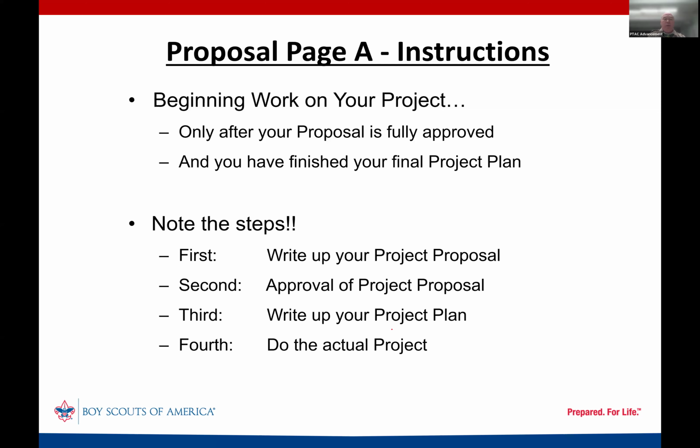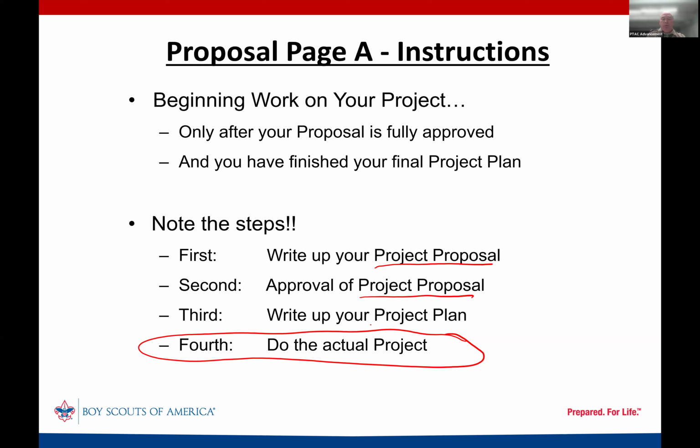So as we're talking about, this particular presentation is assuming we're at the stage where we're doing the project. It should imply that those other previous steps, writing the proposal, getting that proposal approved, and writing up the project plan, have already all been completed. All right, so those are a couple assumptions that we're working forward with right now.